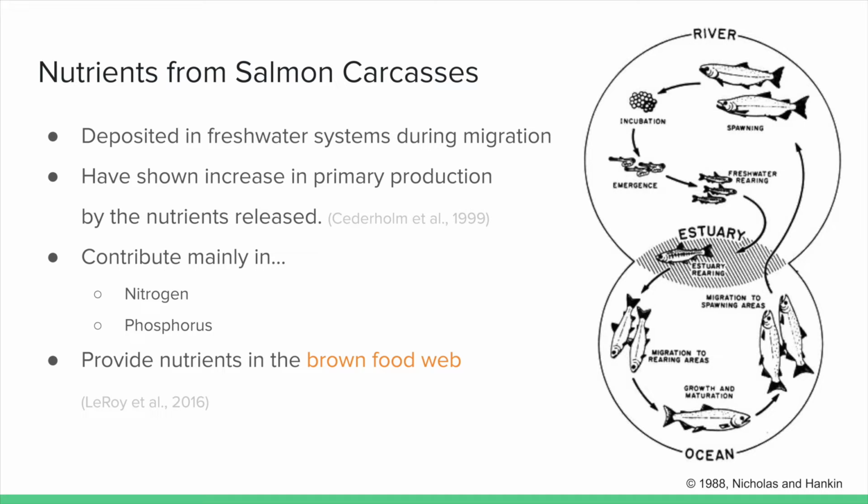Another important aspect in understanding nutrient dynamics of salmon and their ecosystems is that when they migrate, they tend to allocate a lot of their energy into spawning, which then leads to them dying. All these deposits of salmon carcasses show an increase in primary production with the nutrients that they release. They contribute mainly to increases in nitrogen and phosphorus compounds. And then they also provide nutrients in the brown food web, aka detritivores, which are those who feed on dead organic matter.